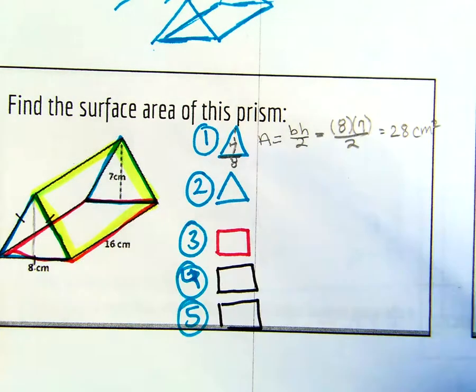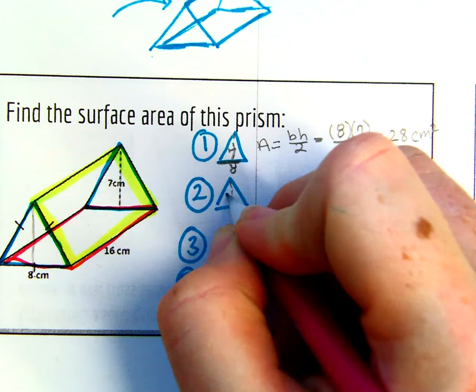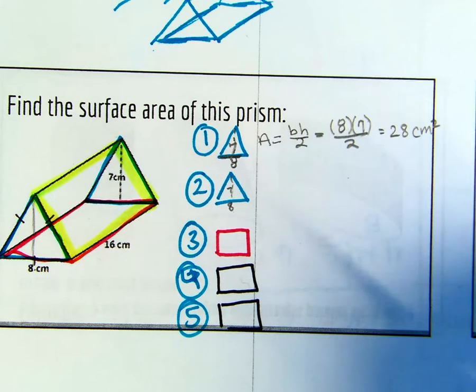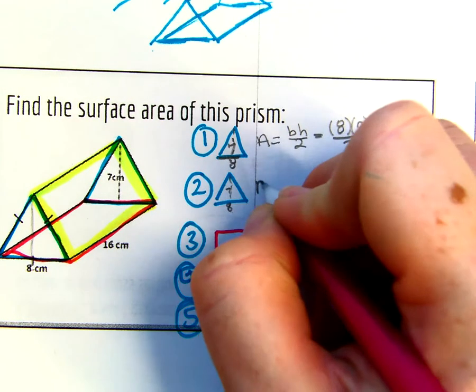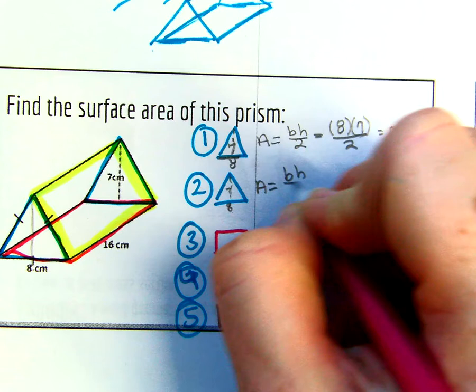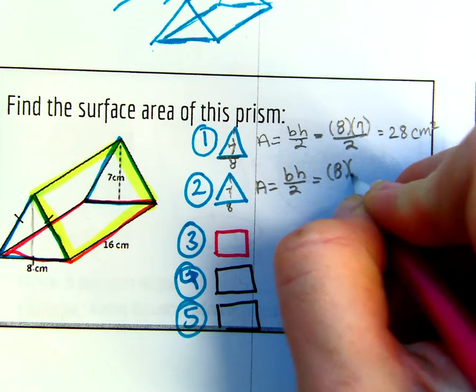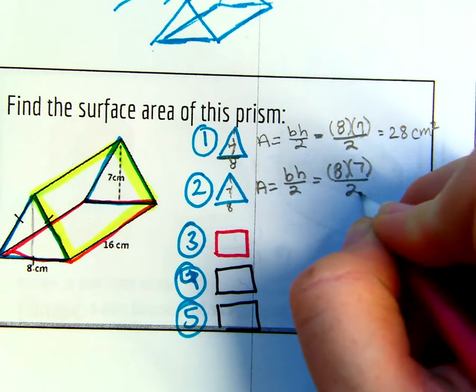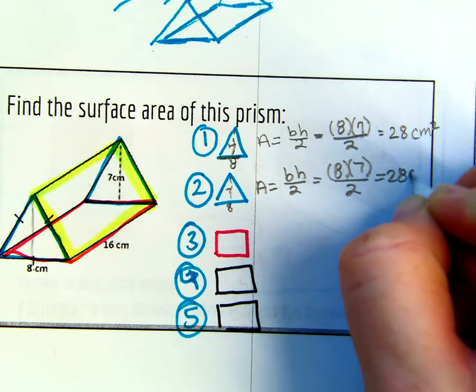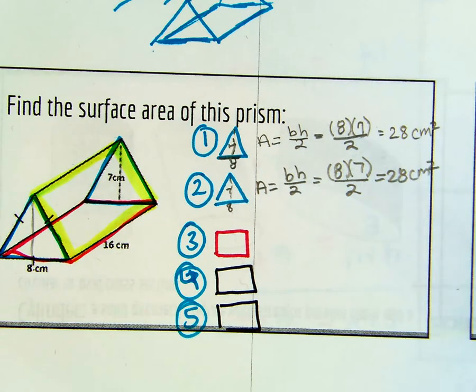And because this is a prism, the opposite ends are the same. And so I have another triangle with a height of 7 and a base of 8, which I can find the area of in the exact same way. So my base is 8, and my height is 7, and I divide by 2, and I get another 28 square centimeters for the second triangle.